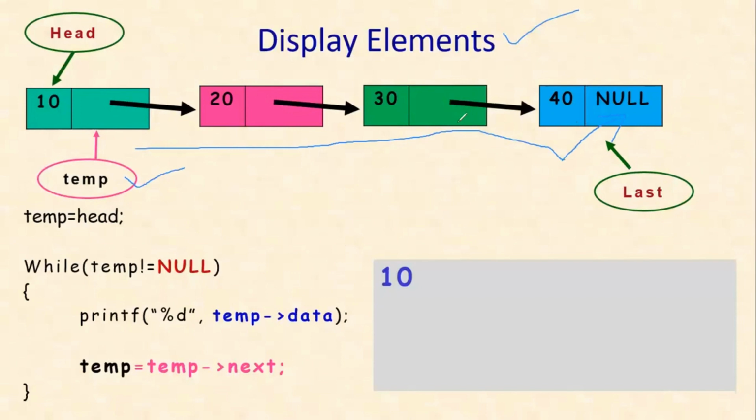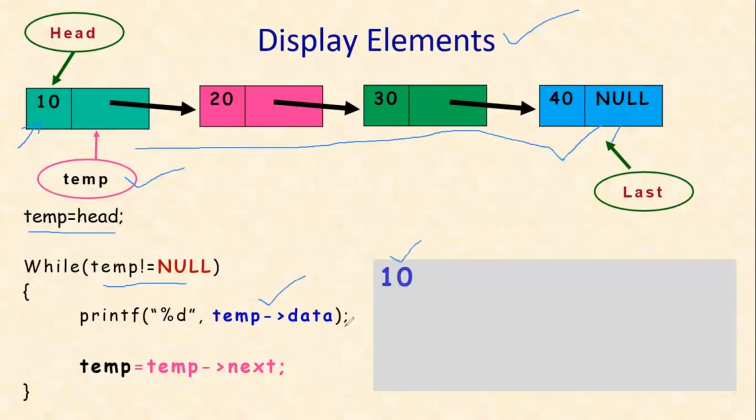Okay, so now what I am doing is this. What is the initial value of temp? Head, meaning temp is pointing to this. And definitely temp is not equal to null, because I have a list with 4 elements, right? Now I am displaying the data in that node, that is 10. So 10 is displayed here.